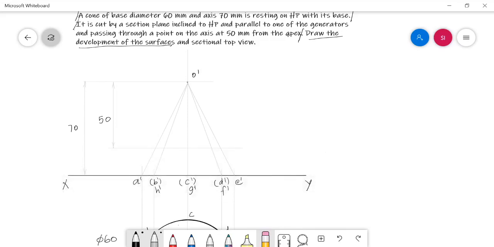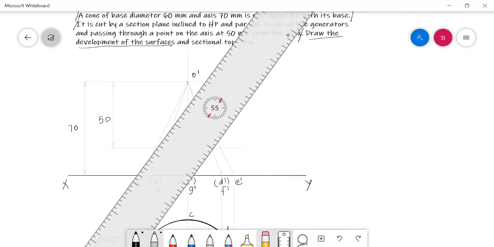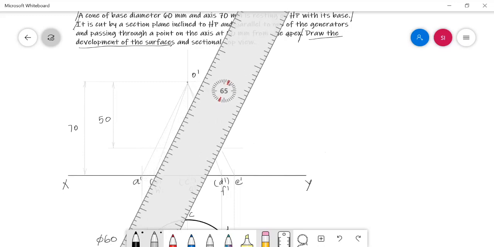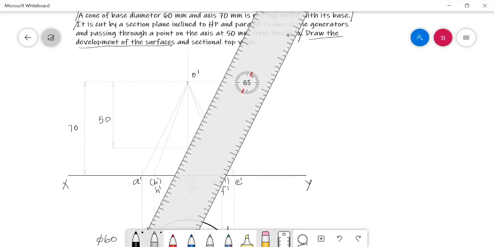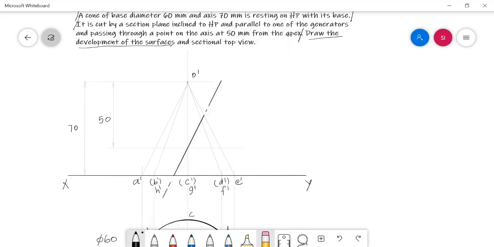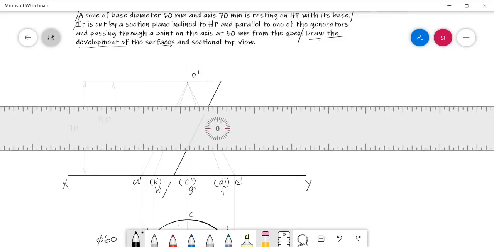So at that range, the cutting plane should be parallel to the extreme generator. In this way, I am going to cut the solid. Yes. Now the sectioning of the solid is over.